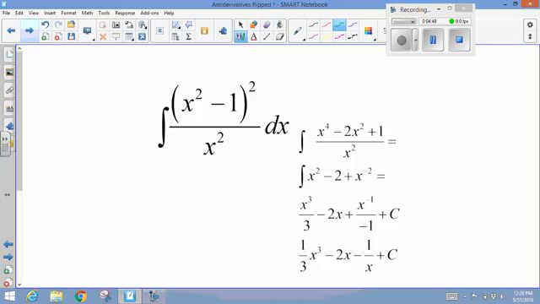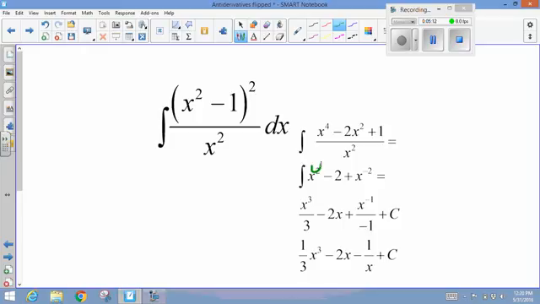From there, I'm going to take the antiderivative. So I add 1 to the exponent. If I add 1 to the x squared, I'm going to end up with x cubed over 3. If I add 1 here, I would have negative 2x over 1, so it's just negative 2x. And then if I add 1 to negative 2, I have negative 1. So I have plus x to the negative 1 over negative 1, and then, of course, plus c.